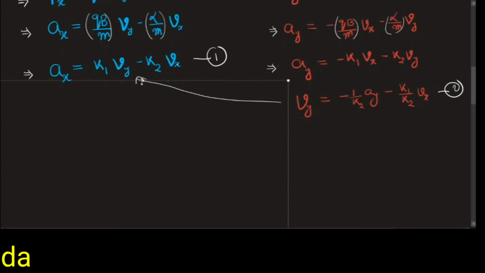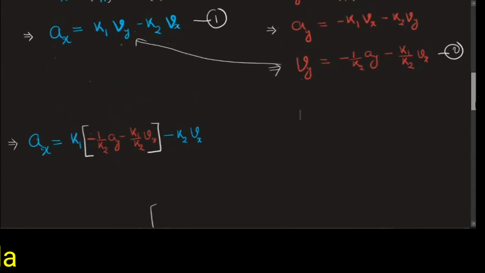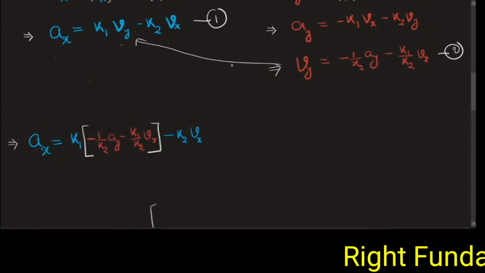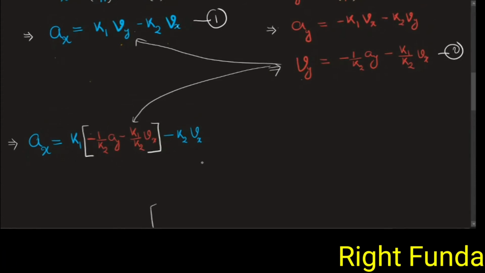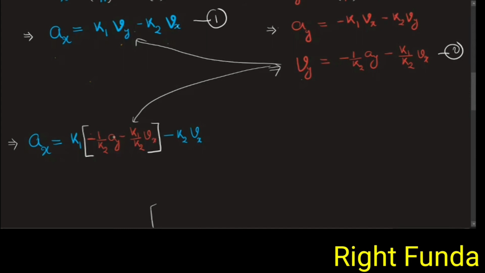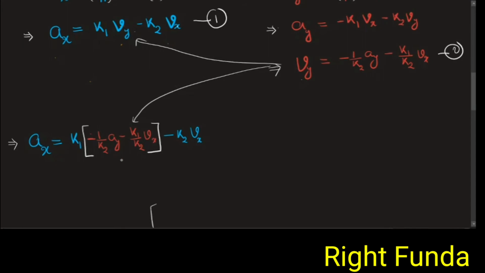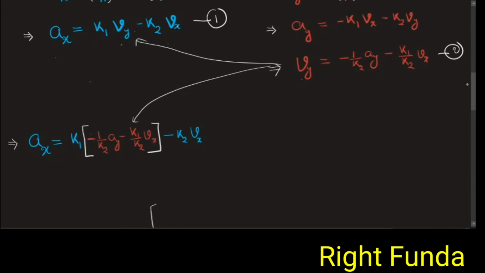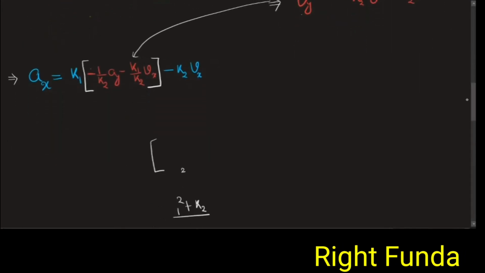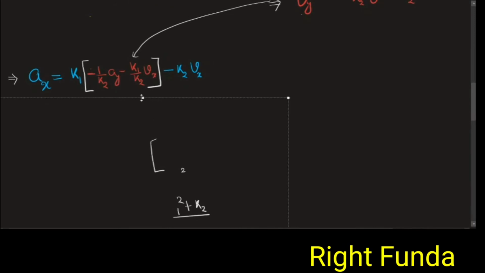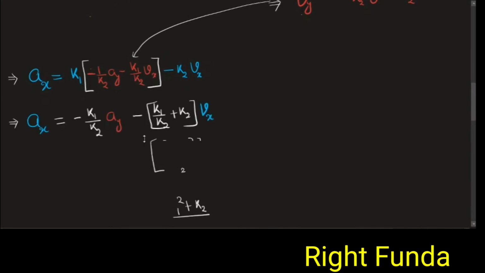Then I get this equation, ax is equal to k1 into vy, and in place of vy I have written like this. This one has been written here. So now ay has come into the picture. Again vy is eliminated, but ay has come into the picture. Let's see what can be done. Do we know anything about ay or not? That we'll see, so we will find ay. So here this is the equation.